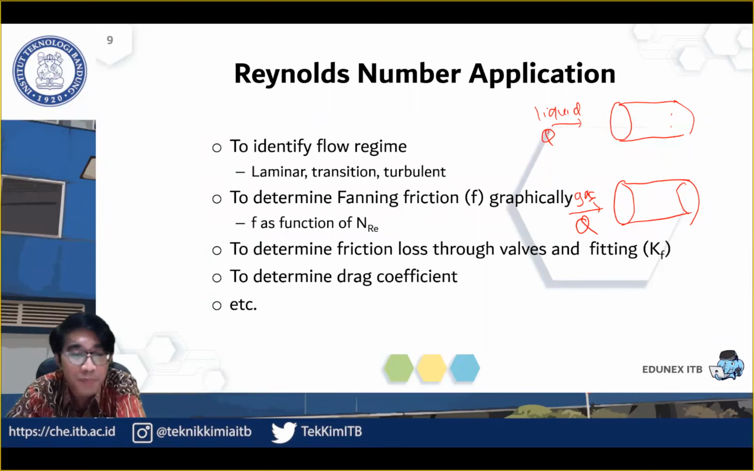Ada yang bisa membayangkan nggak kira-kira ada beda apa? Bergantung pada kecepatannya, bergantung pada seberapa. It will depend on the velocity. Velocity is volume over time, right? So it will depend on how much the liquid, the water, or how much gas is flowing inside the pipe. If you are flowing water, a lot of water, higher velocity of water, higher flow rate of water inside small pipe.